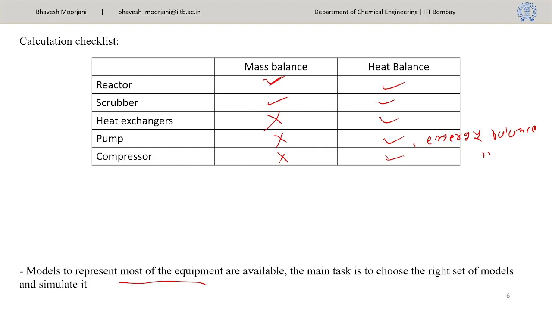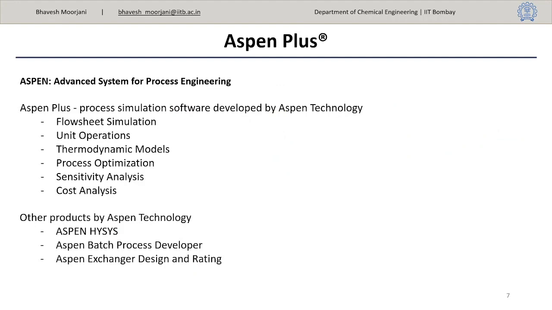So that is kind of a simulation part, where based on equations, we implement them in Excel and then do a calculation. But when it comes to such bigger plants, we cannot do it manually. So in that case, we need some software, and thus a software like Aspen Plus helps us.